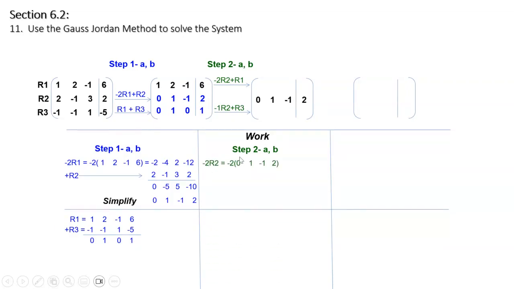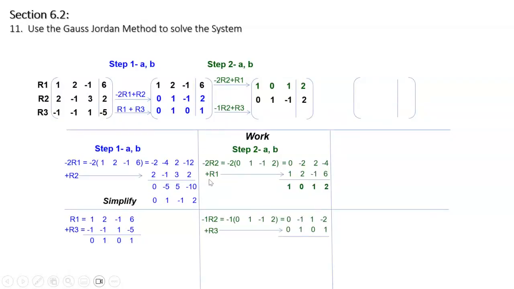So -2 times row 2 will give us 0, -2, 2, and -4. Plus row 1. Row 1, we just bring it over. After we add them, we're going to get 1, 0, 1, 2. That's my new row 1. We're going to multiply -1 times row 2, which is going to give us 0, -1, 1, and -2. We're going to add it to row 3. So it's going to give us 0, 0, 1, and -1. That's my new row 3.